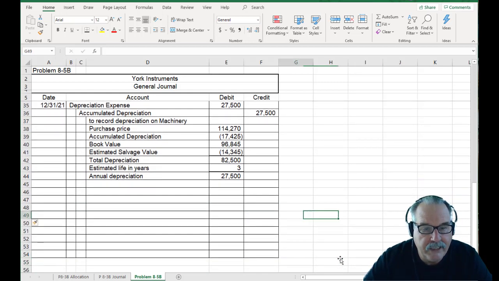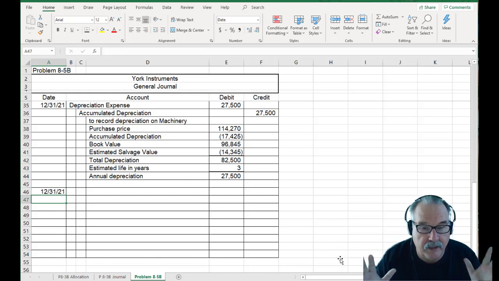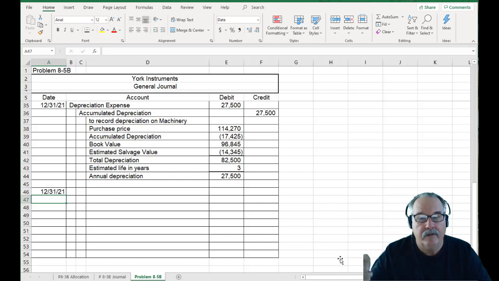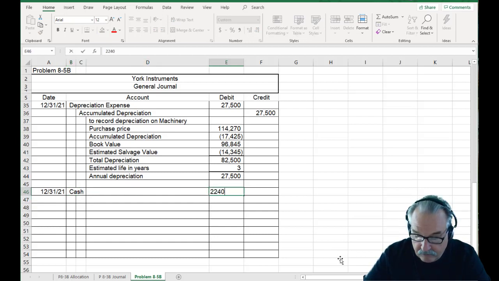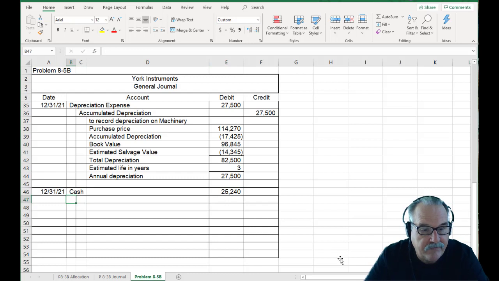So what we have to do is when we sell this, and this is 12/31/21, we take the depreciation for that 3rd year, right? And now after we've taken the depreciation, we're going to figure out what the book value is, and then we'll record the transaction that we sold it. So we know we're going to have some cash that came in, and that cash is $25,240. That's what we got for the machine. We know we have to take the accumulated depreciation off the books.